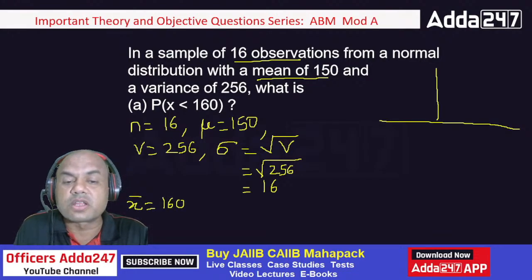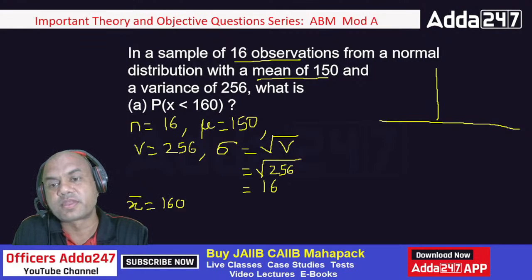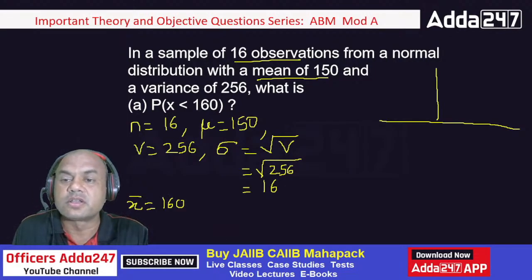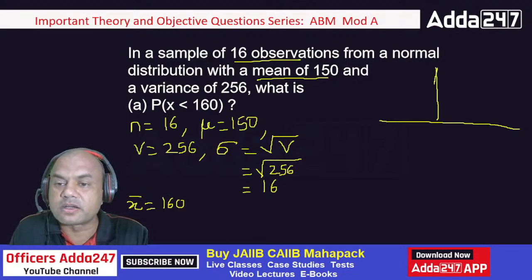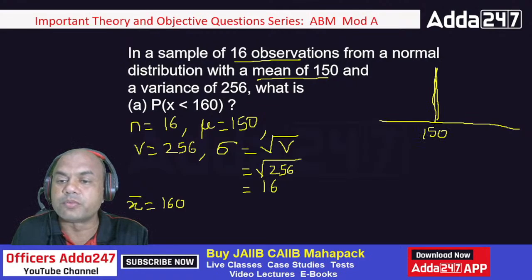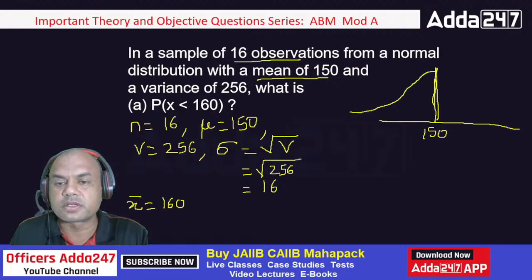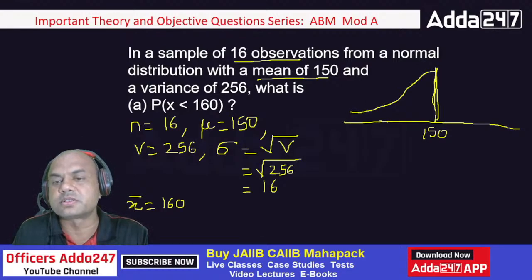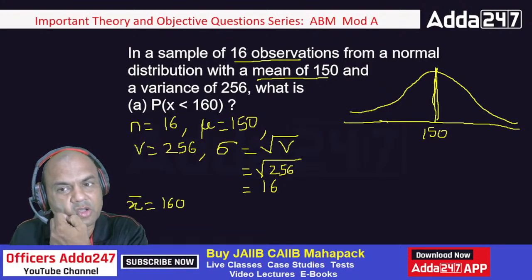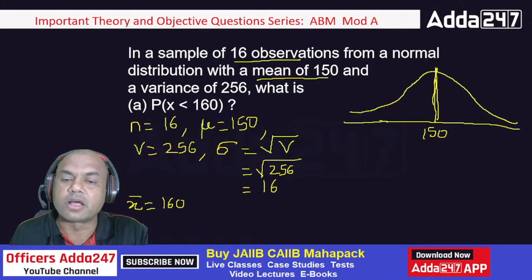160. Now what is the use of all these things? I am plotting it over here. Look at this. Whenever we plot it over here, this central line is known as the population mean, that is mu, 150. Then the normal distribution curve is plotted like this. This is a normal distribution curve. It is equal on all the sides. Always remember.